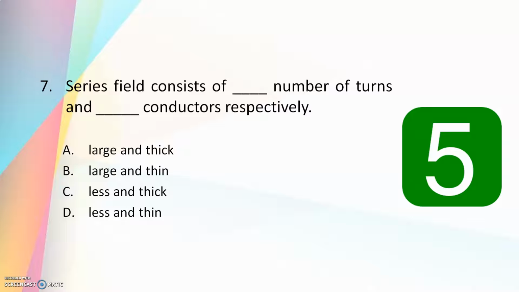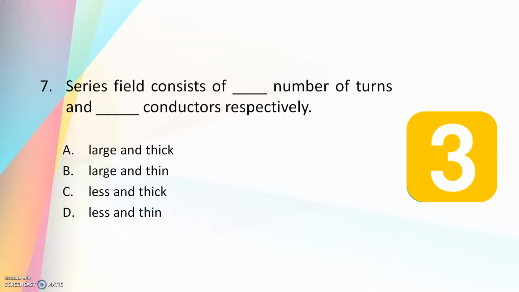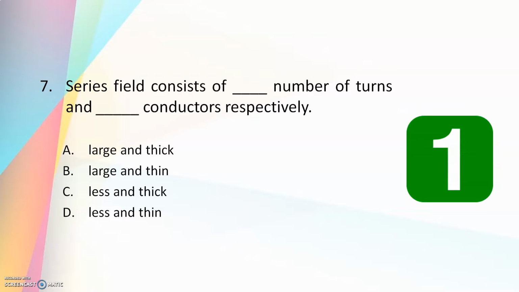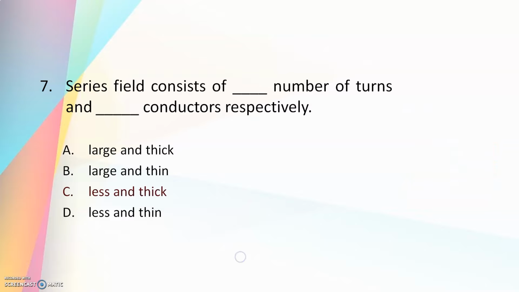Series field consists of dash number of turns and dash conductors respectively. Large and thick, large and thin, less and thick, less and thin. And the answer is less and thick.